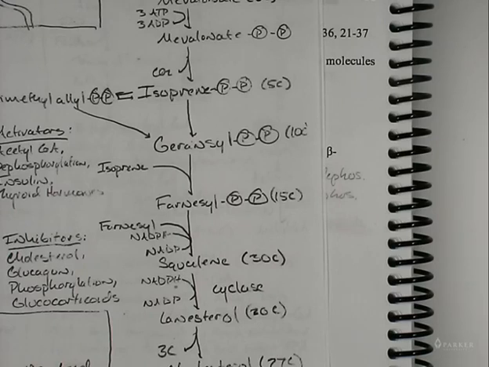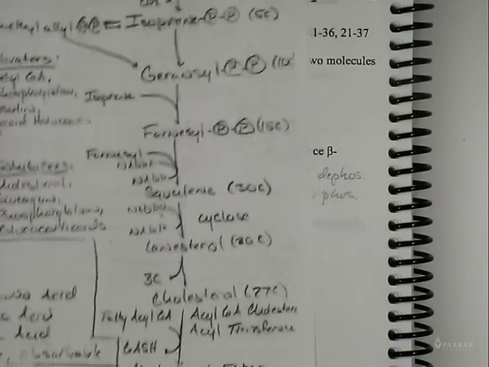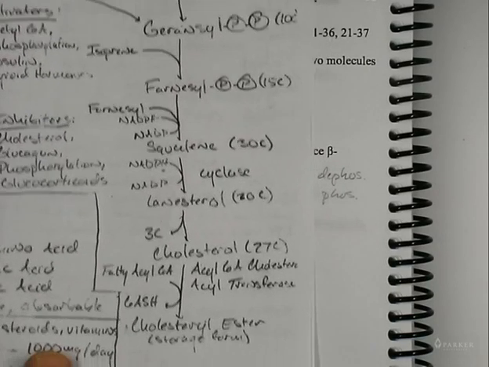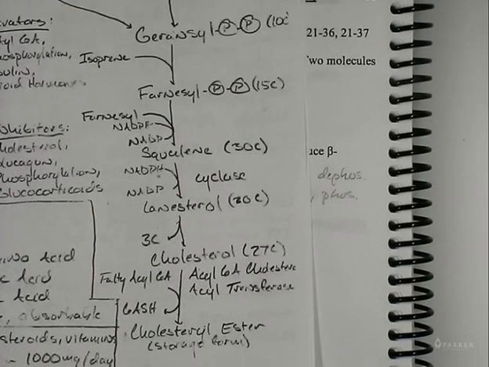Now, we've overshot our, any questions so far? Okay. We've overshot our number of carbons. We're at 30 carbons, which means eventually we need to decrease, because how many carbons are in cholesterol? 27 carbons. Good. So, we take our farnesyl, we turn it into squalene, which is 30 carbons, and right now, this is just a linear molecule. It's 30 carbons in a line, that's what we've made, which means that we need to make it cyclical.